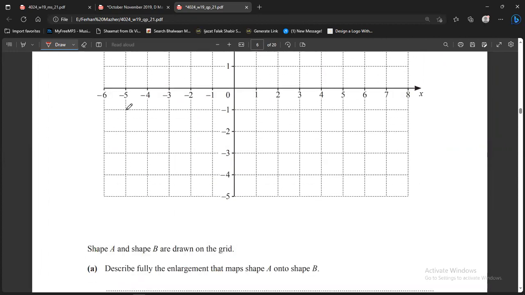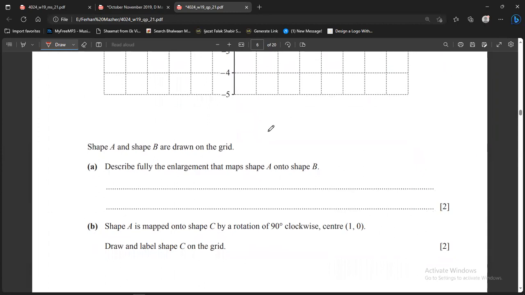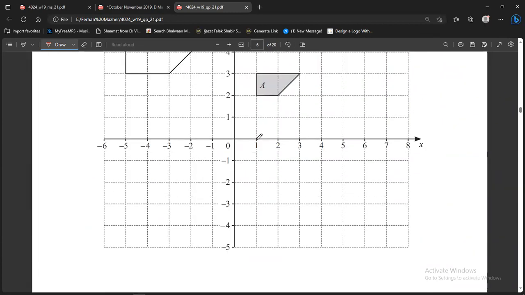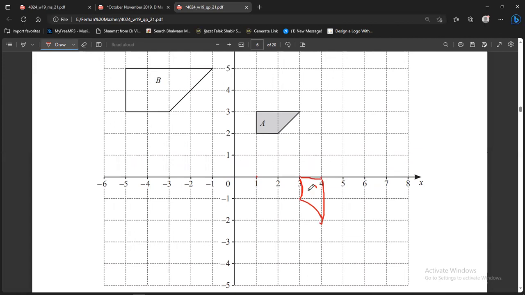So the center of rotation is (1, 0), and (1, 0) will be here. So you see, we have to rotate this figure 90 degrees clockwise. When this is the center of rotation and this rotates, this point will come here. This point will come here. This is 2 lines, so they will come here. And this is here. When you join them with each other, I'm just making a rough sketch. So this is the C.